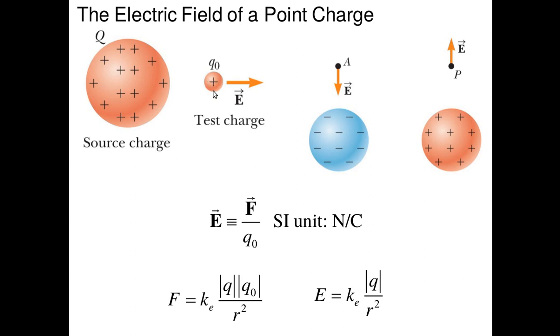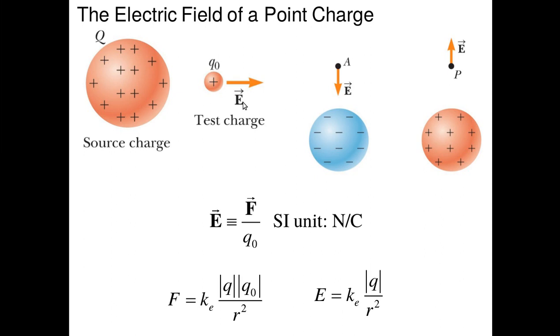If this Q naught went away, there would still be a field here. We're going to call that field capital E, and in this case it's going to point away from this source charge. So if we put a positive test charge at this location, it would feel a repulsive force. That's how we're going to define the electric field.